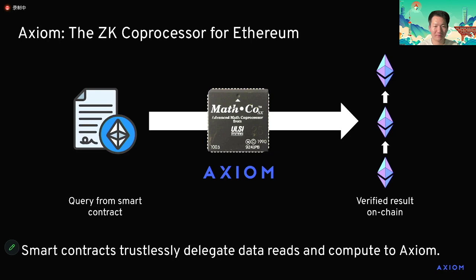This is very similar to how a CPU on your computer will delegate computation to a GPU and get it back when the result is known. Back in the day, these things were called coprocessors. On the slide, I've shown an image of an advanced math coprocessor from the early 90s. So this is the analogy that we're making to our product today.